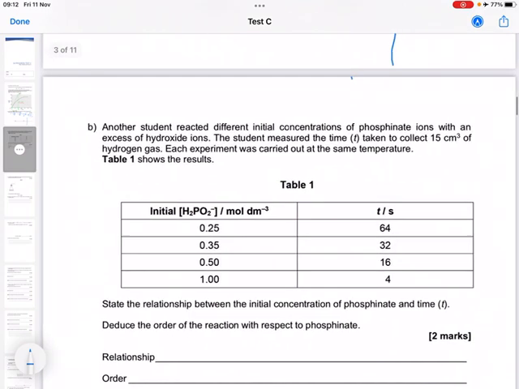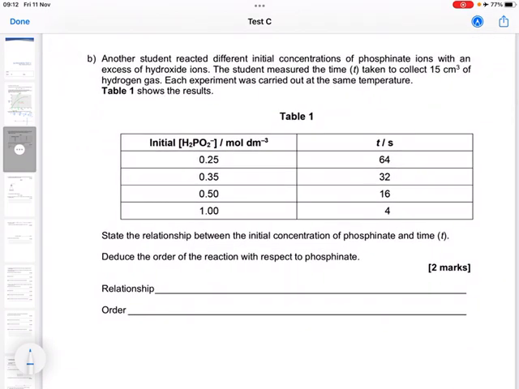Part B: another student reacted different initial concentrations with an excess of hydroxide ions. The student measured the time taken to collect 15 centimetres cubed. Each experiment was carried out at the same temperature. State the relationship between the initial concentration of phosphonate and time. Okay, so there's a couple of ways that you can do this. What we've got is time here, which is not easy to look at. So you could convert all of these, or whichever ones you're looking at, into 1 over t. So I'll do that, and I'll do it both ways.